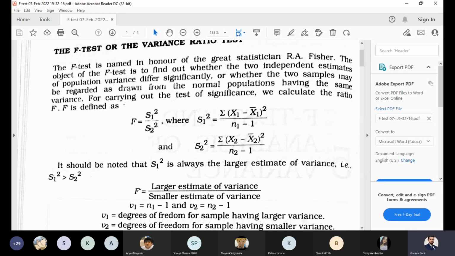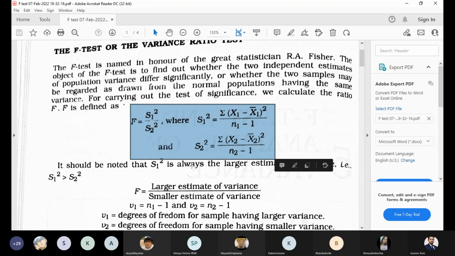So here, what we are going to check is, say I have first data, I have second data, and there is a variance for the first data, there is a variance for the second data, and whether there is a significant difference between the variances. That is what we are going to check using the F test. So the test of significance, this formula is important. Let's just see what is F.